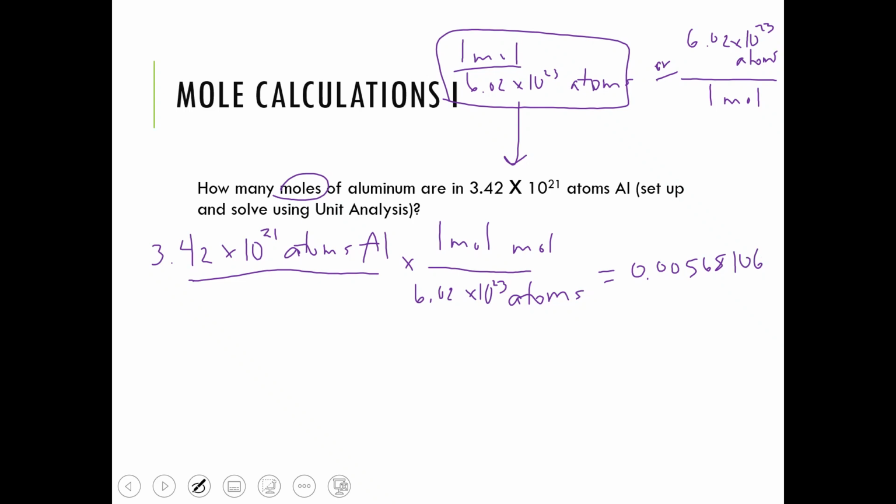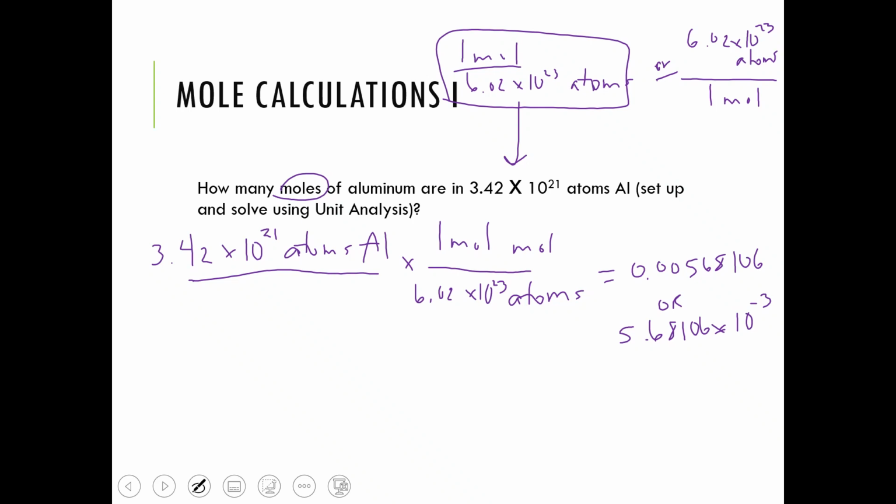Or it might have given it to you in scientific notation. So your calculator might have said 5.68106 times 10 to the negative 3. Either one of those is correct. Hooray! If it gave you that, jump up and down and celebrate that you are using your calculator correctly.